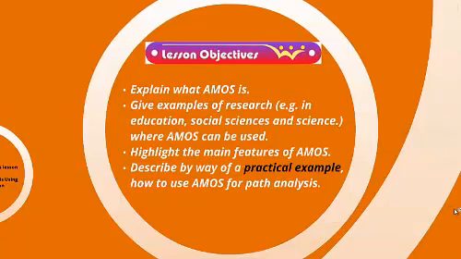So, what are we going to be doing in this lesson? What are our lesson objectives? 4 of them. First, we're going to be explaining what AMOS is. Rita was asking about Mr. Amos, so we're going to be explaining what it is. And then we'll give examples of research where AMOS can be used in education, in social sciences, in science, and other disciplines. And then we'll highlight the main features of AMOS. And very importantly, this lesson will look at a practical example of how to use AMOS for path analysis.